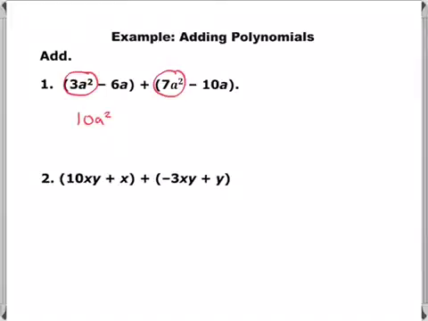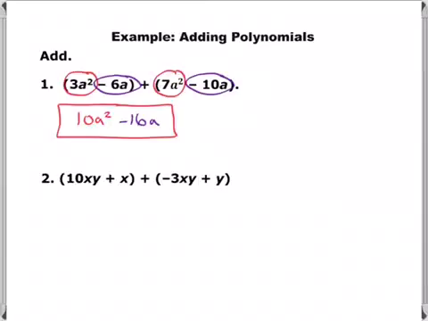Then negative 6a and negative 10a are like terms as well. So I'll combine those, and I've got negative 16a. So this becomes my answer: 10a squared minus 16a.